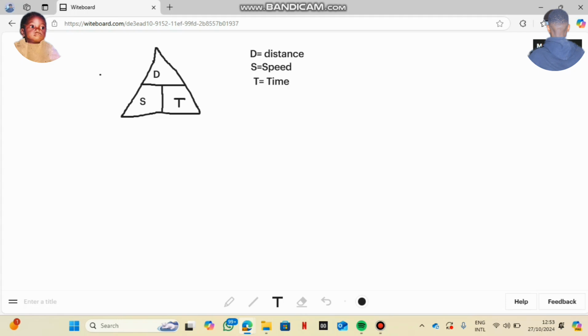So guys, speed in South Africa, in most cases, is in kilometers per hour, and the distance is sometimes in meters and sometimes in kilometers. And then the time: 60 seconds equals 1 minute, 60 minutes equals 1 hour. So that's our time.